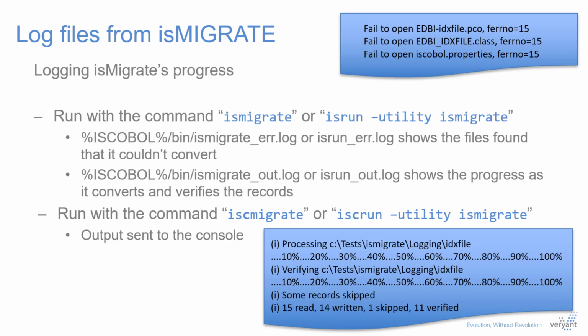When ISMIGRATE searches through a directory to find files that it can migrate, it generates ismigrate_error.log to list all of the files that it found that weren't indexed files that it was able to handle. This includes properties files, classes, text files, etc. As ISMIGRATE converts each file, it writes its progress with a summary at the end in ismigrate_out.log. If you're verifying records, then it will write that progress and a summary in this file as well.